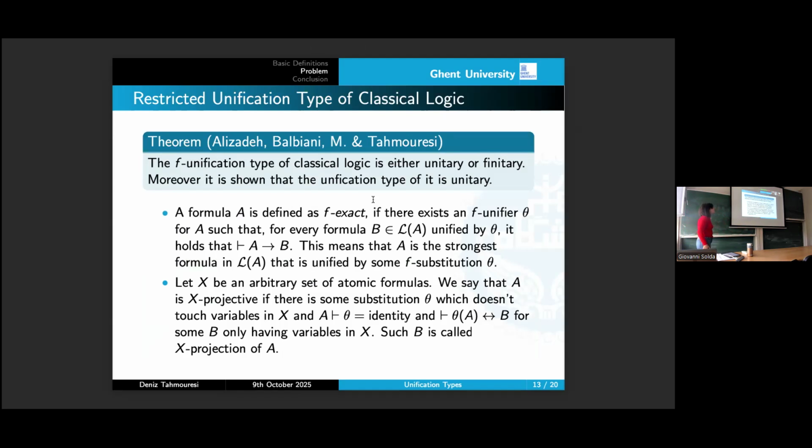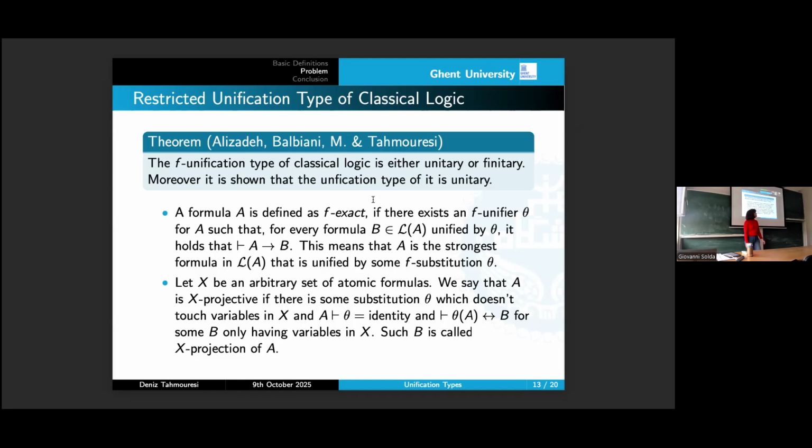We showed that the F unification type of classical logic is unitary. Moreover, this is the result that we have: we have shown that it is exactly unitary. And to prove this, the idea is of using F-exacts.